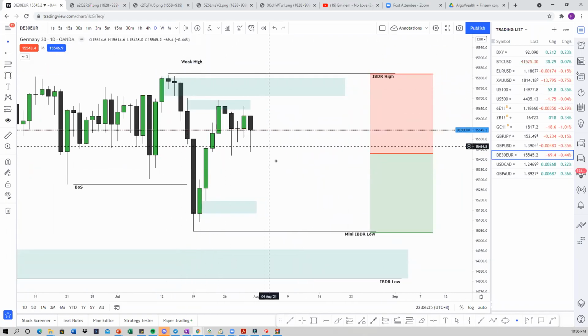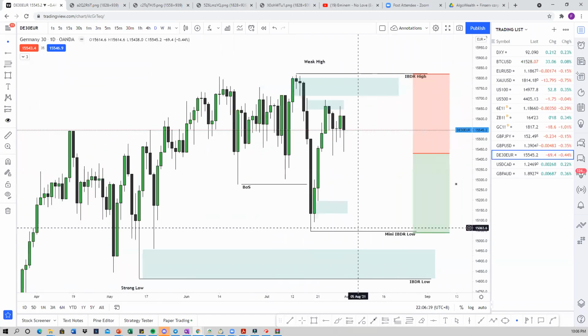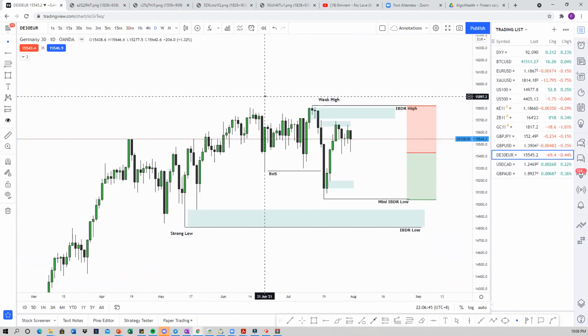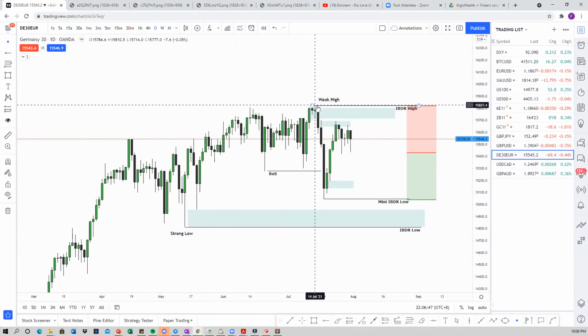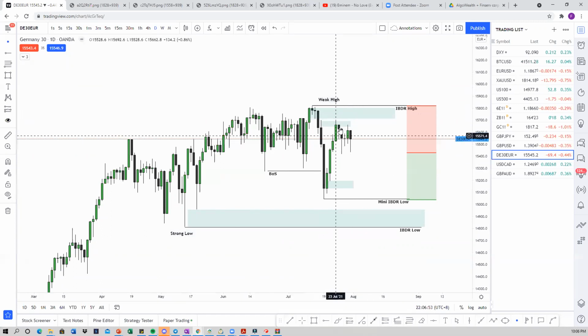Weak high. Mini IBDR low. Strong low. How? Stop hunt. Move up. And now it dropped. Break of structure, making this temporarily bearish, right?